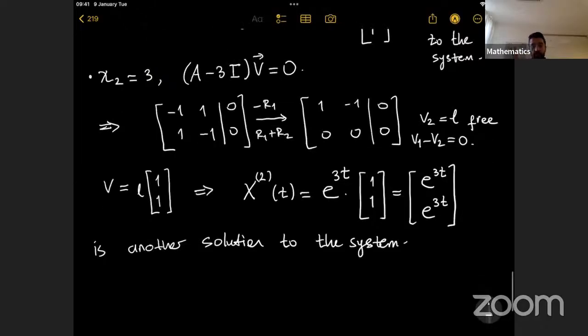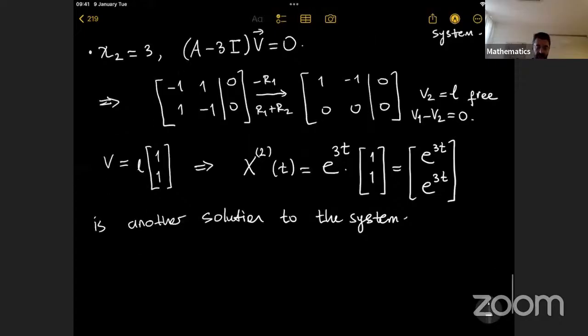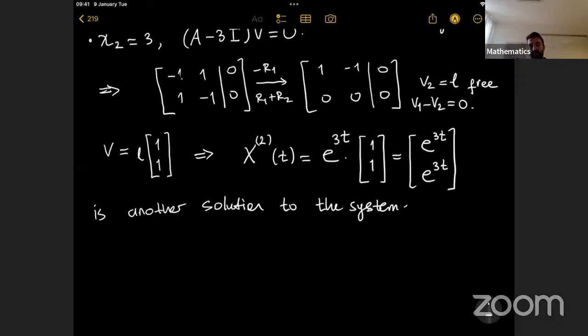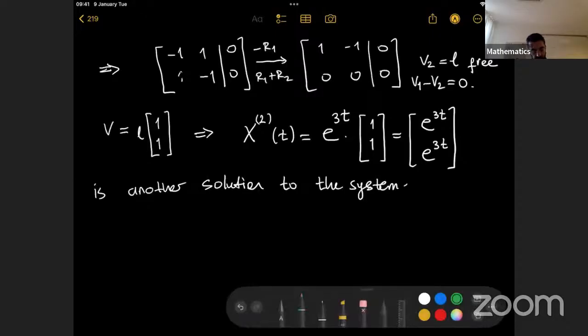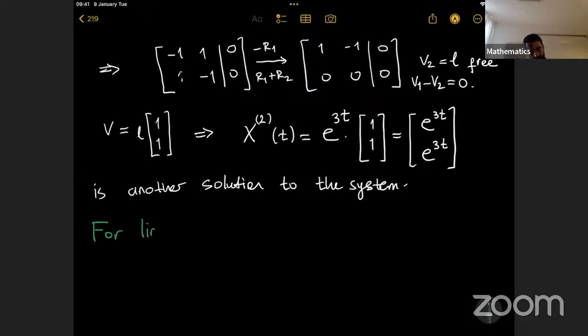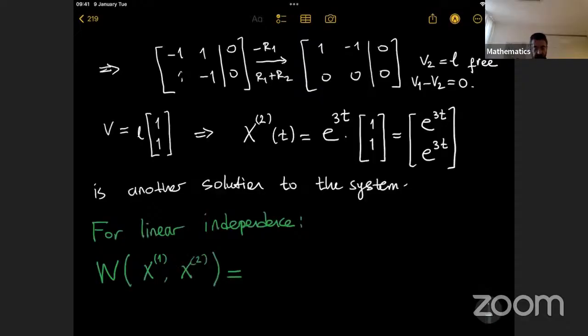Well, we have two solutions. It's a 2 by 2 matrix. Remember that the basis in this case has 2 vectors, and we have 2 solutions. If these are linearly independent, then they are the basis. Check the Wronskian for linear independence. We check the Wronskian of x1 and x2, okay? And it is what?